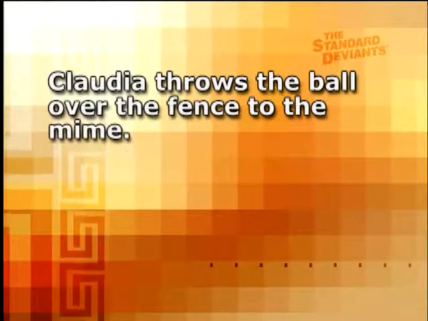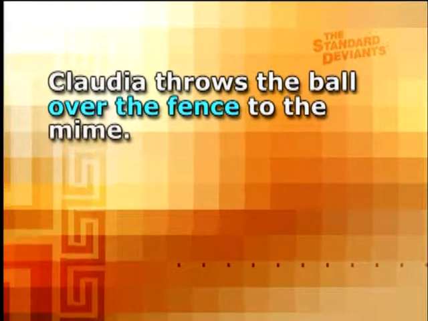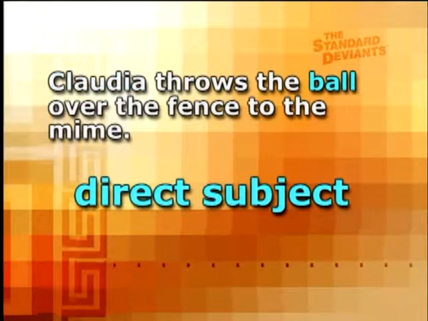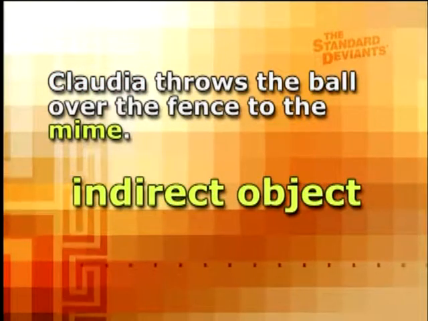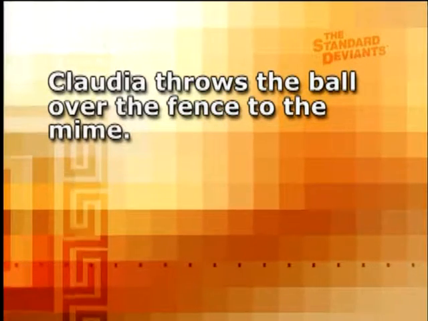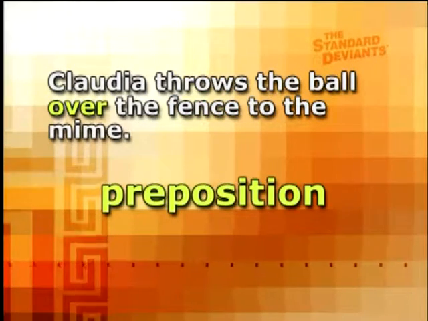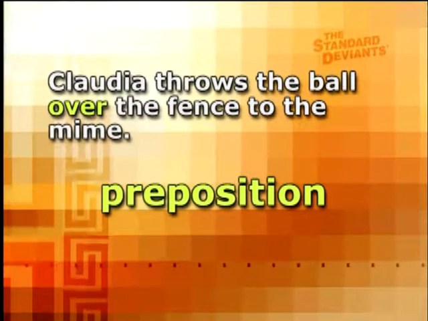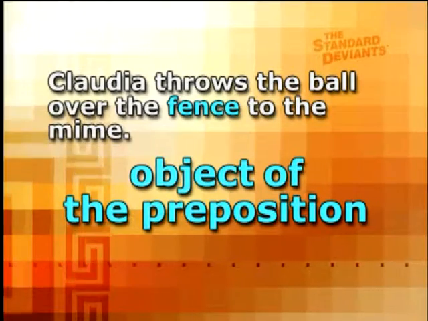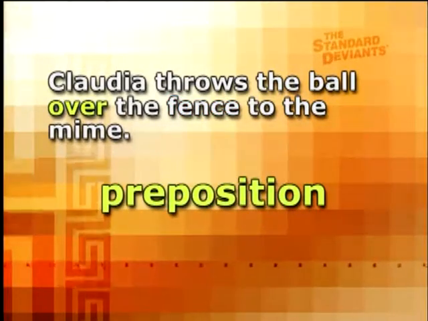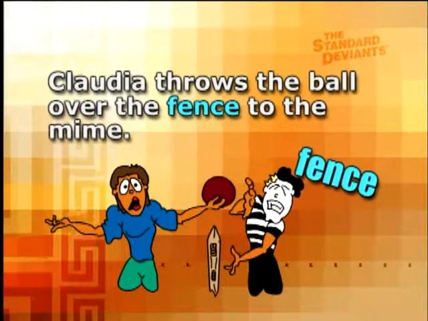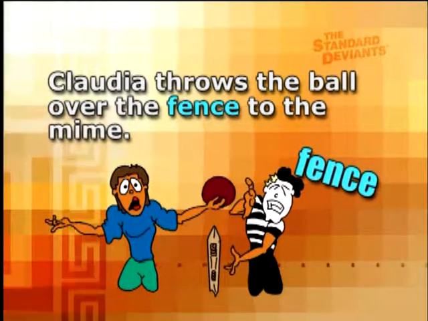Now suppose we write, Claudia throws the ball over the fence to the mime. We know Claudia is the subject, the ball is the direct object, and the mime is the indirect object. But what's the fence? Let's see. You may recognize the word over as being a preposition. Generally, in a sentence with a preposition, the noun that comes right after it is called the object of the preposition. Basically, you just take the preposition and make it a question. Over what? Over the fence. See? Fence is the object of the preposition.